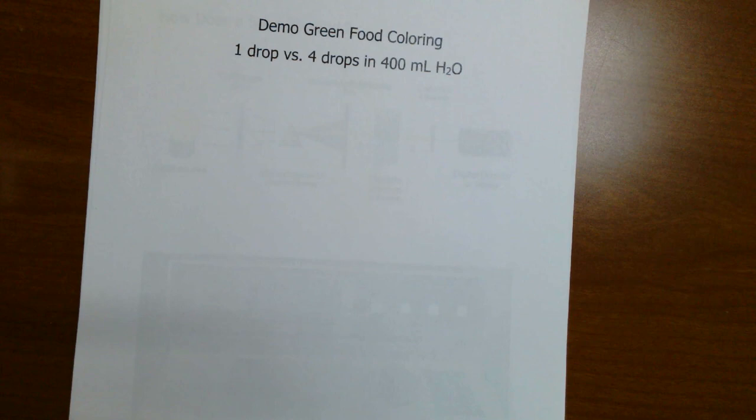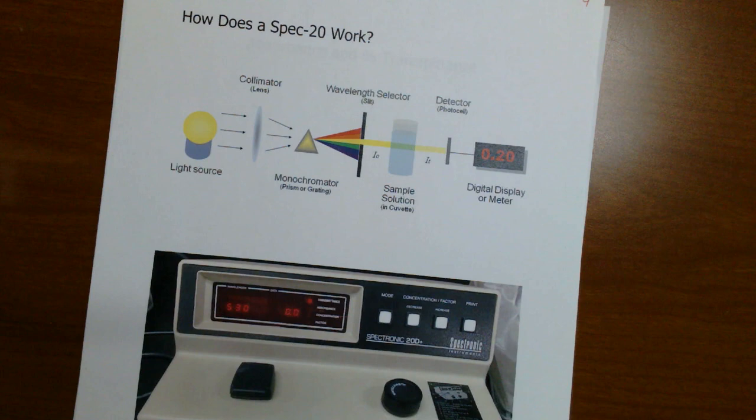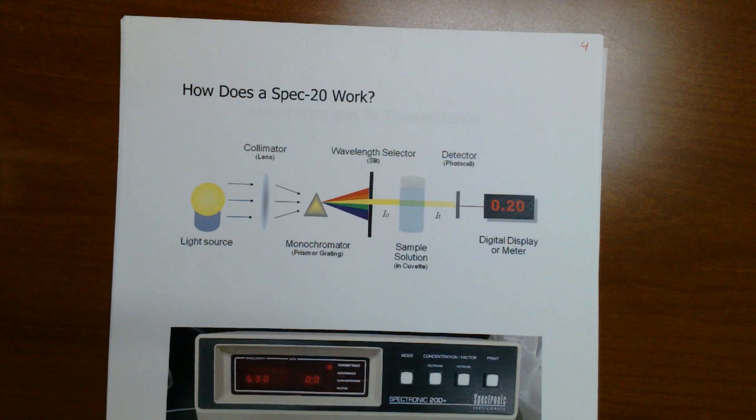Okay. So the technique that we're going to use to analyze our aspirin sample is called visible spectrophotometry. And we're going to use an instrument called the SPECT-20. And I'll show you the picture of the instrument in a moment. But basically, this is a simplified diagram.